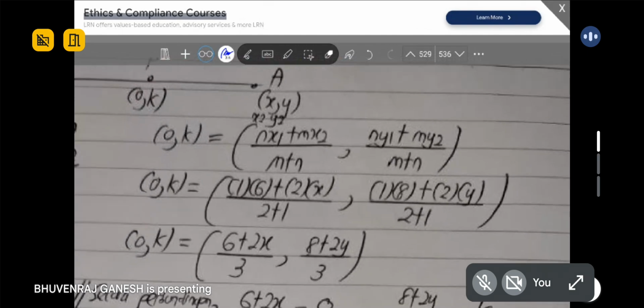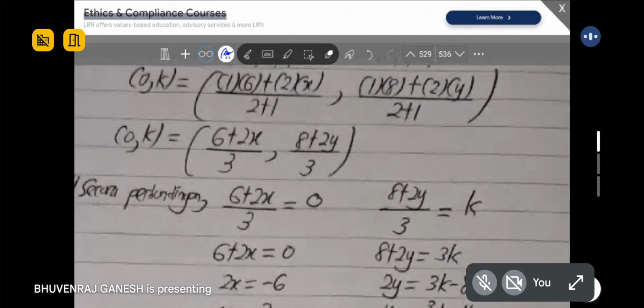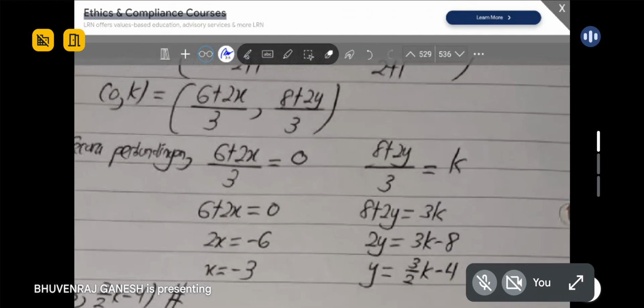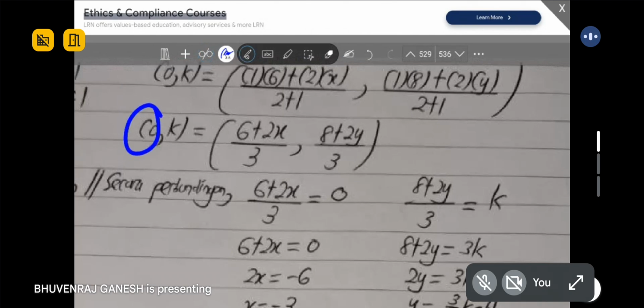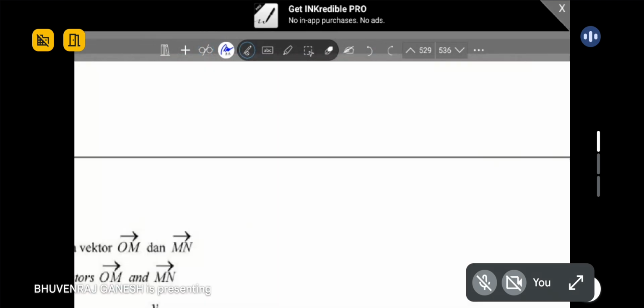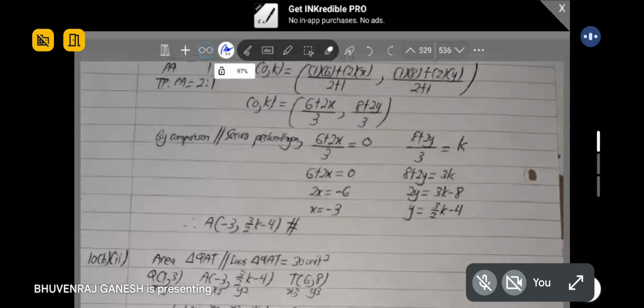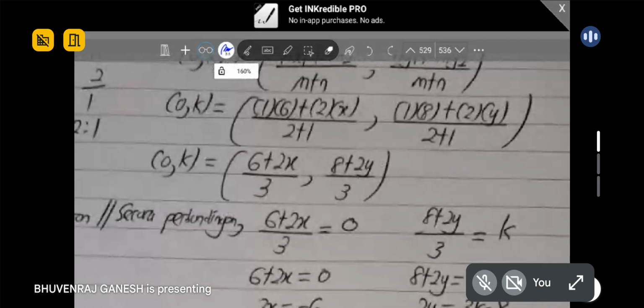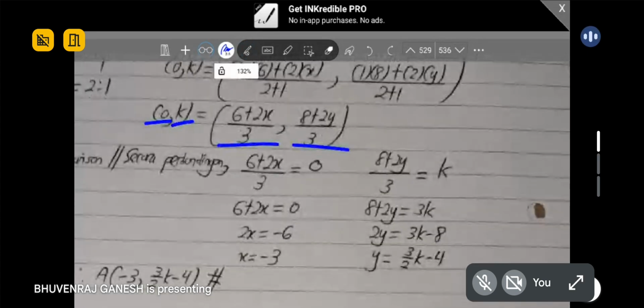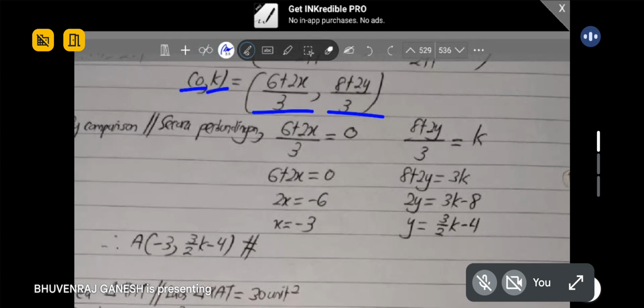So now the question is, find the coordinate in terms of K, dalam sebutan K. So you can leave your answer in terms of K. So you just compare both sides. X compare with X and Y you compare with Y. So these two you compare, these two also you compare. Okay, so you will get the final answer, -3 and 3 over 2K minus 4. Just leave it like this. It's no problem. You don't need to find the K.